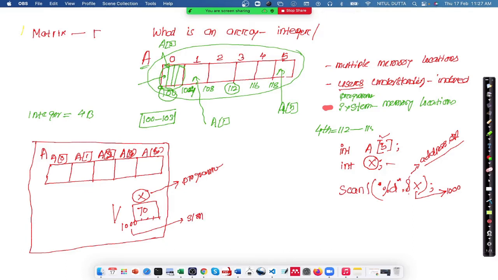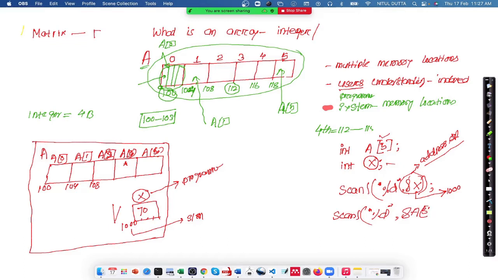Similarly, here also, whenever I want to access this one, let us assume that we are starting from 100, 104, 108, and so on. What we will do, we can do the same thing here. If I want to put any data in a specific location, say here, I will write the statement scanf("%d", &a[3]), because a[3].